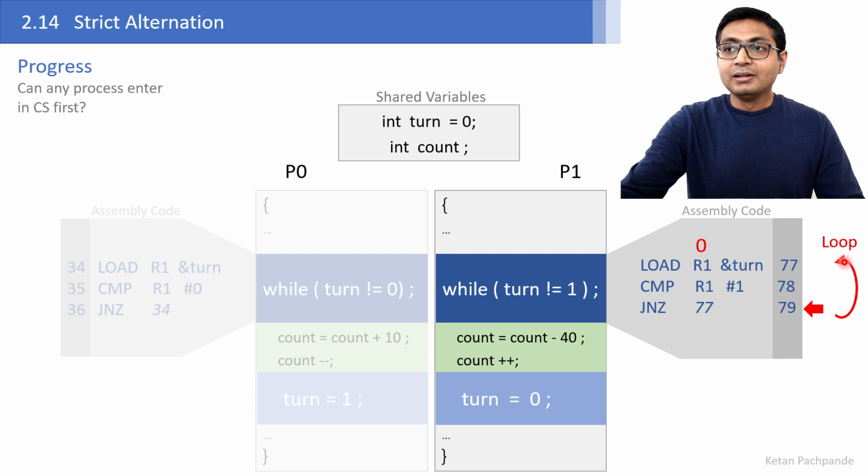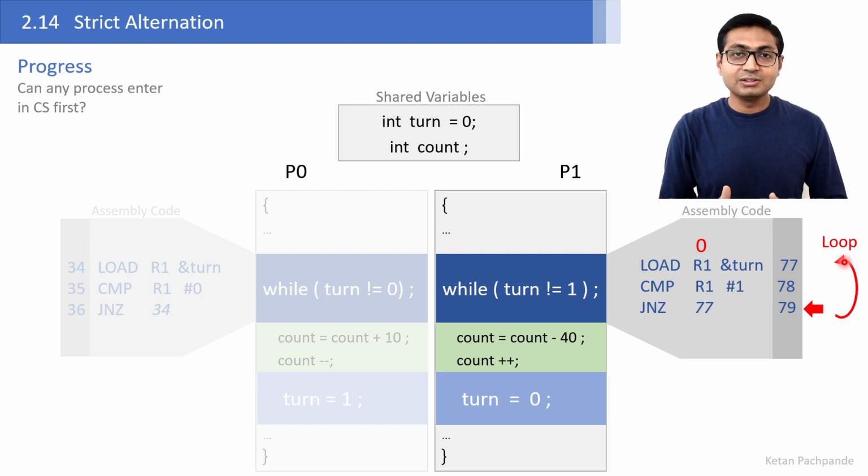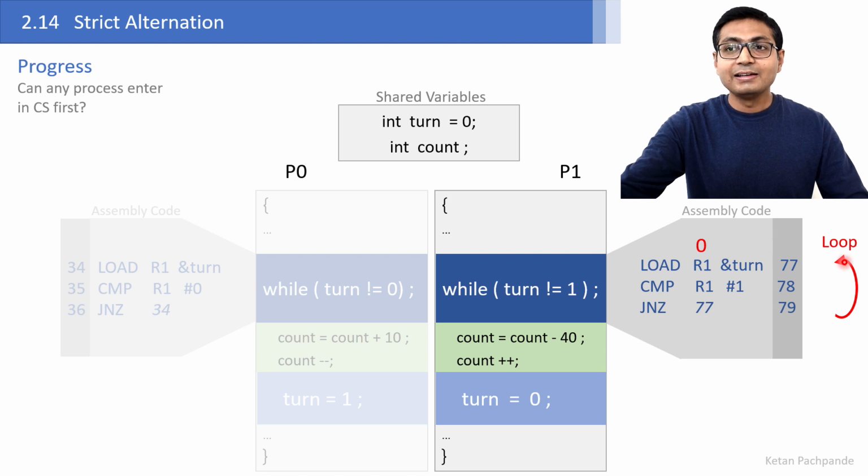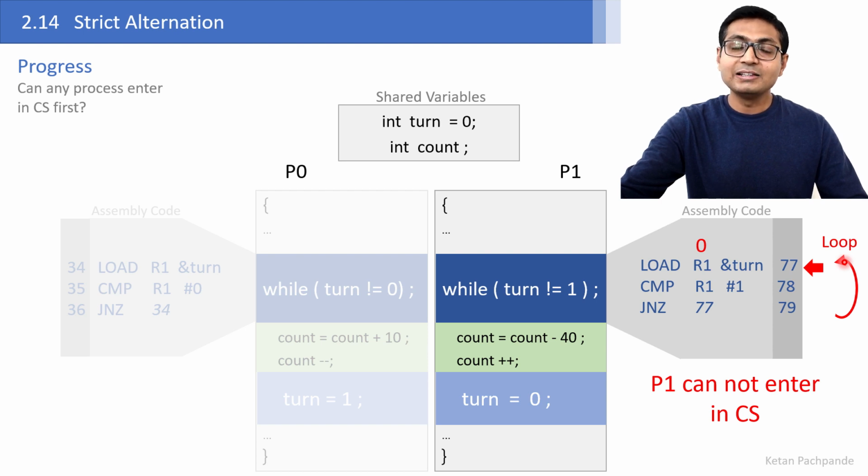Again it will read the value as 0. Again the comparison will be true, 0 not equal to 1, and again it will jump. So that's how, if the P1 process arrives first, it is not able to enter the critical section. And that's why I say that the progress requirement is not guaranteed by the strict alternation mechanism. Why? Because P1 is not able to enter the critical section even if it comes first.